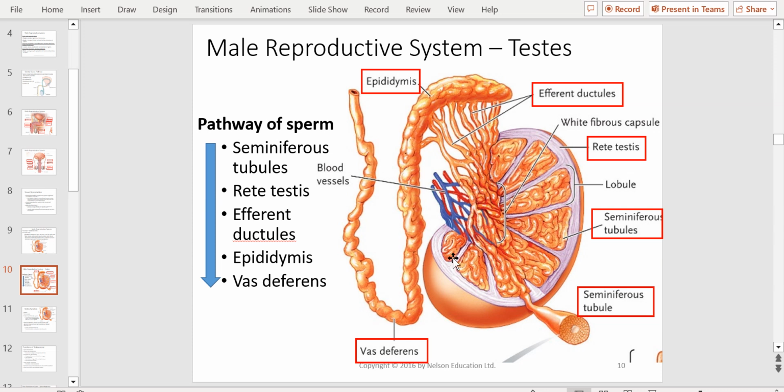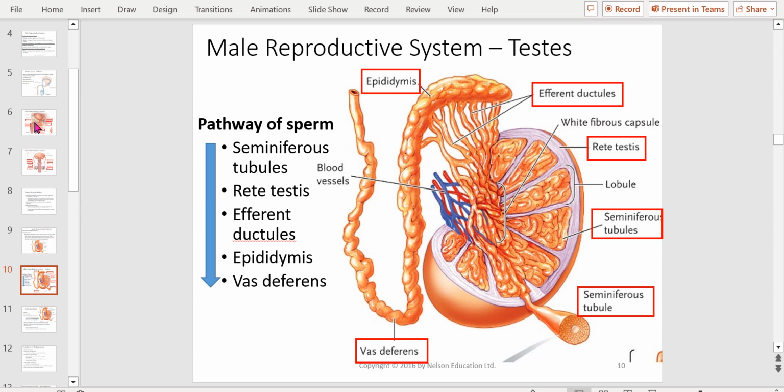The testes themselves here, you'll see what's going on. You'll see the pathway for sperm: seminiferous tubules, rete testis, efferent ductules, epididymis, and vas deferens. We're taking slices and pieces here, but you'll see the interior. These are your seminiferous tubules, where the sperm is stored. Moving on outside to the rete testis, and then we move into the efferent ductules, and eventually to the epididymis, which changes into the vas deferens.